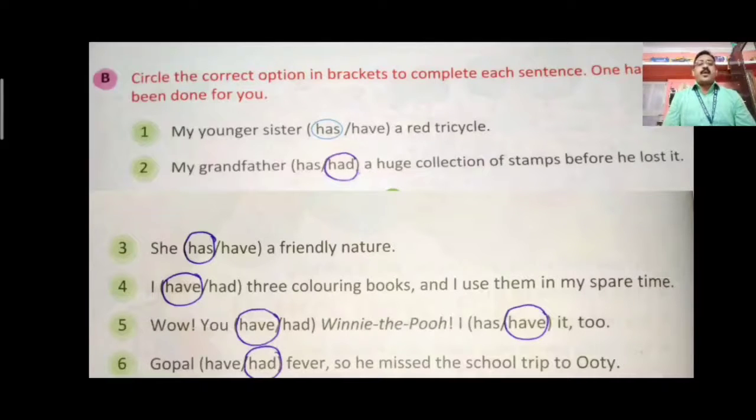Sixth one, Gopal has or had fever, so he missed the school trip to Ooty. Here Gopal is singular, but I am talking about the verb missed. Missed is in past form. The verb is in past form, that's why we have to use had.